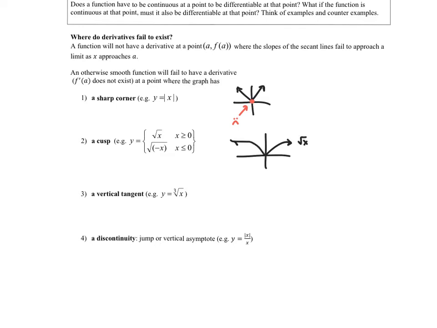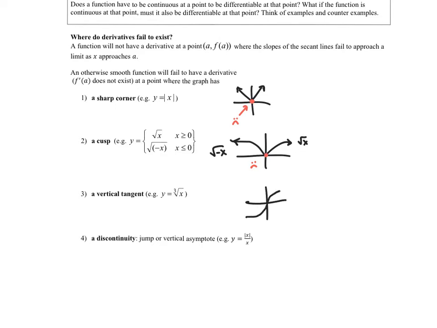Whoa, that was a good attempt, the square root of negative x. All right, clearly this point right here is also a cusp. It's not differentiable at that point. How about a vertical tangent? A vertical tangent looks like this.